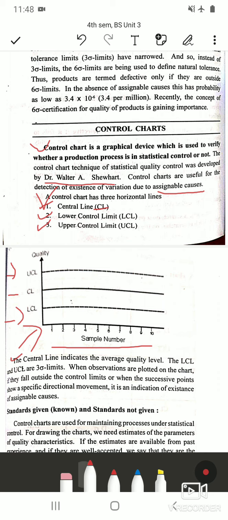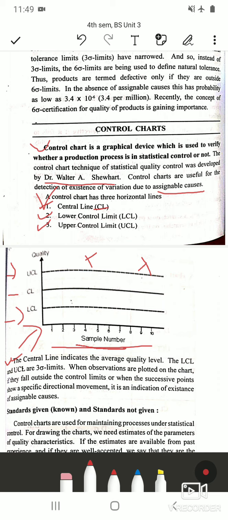The central line indicates the average quality level, and the lower control limit and upper control limit are nothing but your 3 sigma limits. When observations are plotted on the chart, if they fall outside the control limits, or when successive points show a specific directional movement, it is an indication of the existence of assignable causes. Suppose when you plot all the points taken in the sample, they fall outside these control limits, then you say that there is some variation or some assignable causes.